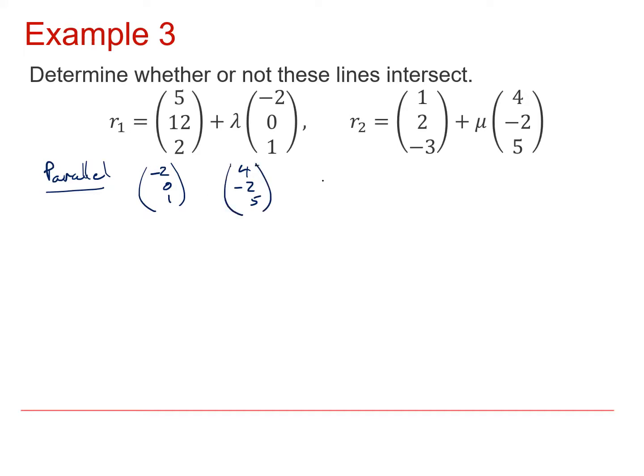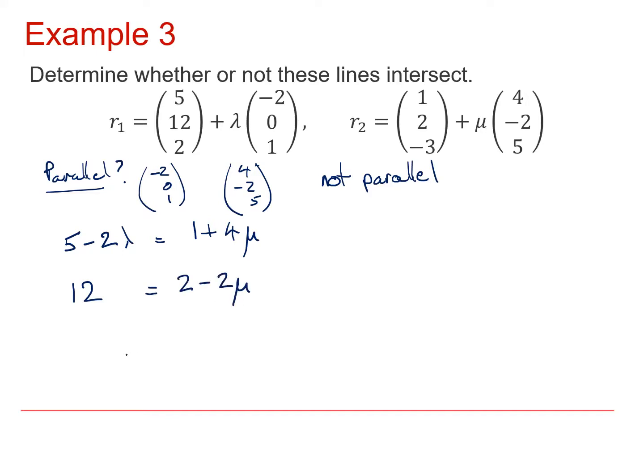And they are obviously not parallel, because there isn't anything I can multiply this 0 in the middle by to get a -2, so they are not multiples. The next thing to do is to extract equations for the components. So from the first equation, first component, I'm going to get 5 minus 2 lambda is equal to 1 plus 4 mu. From the second one, I'm going to get 12 is equal to 2 minus 2 mu. And from the third one, I'm going to get 2 plus lambda is equal to minus 3 plus 5 mu.